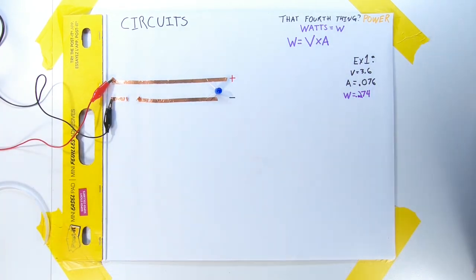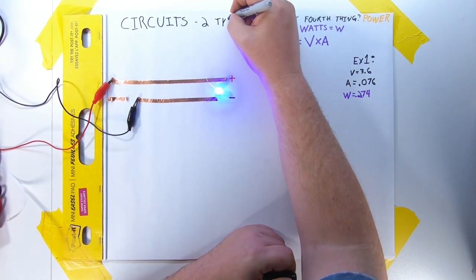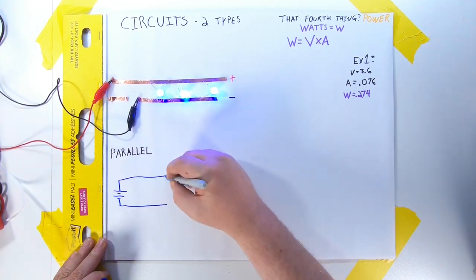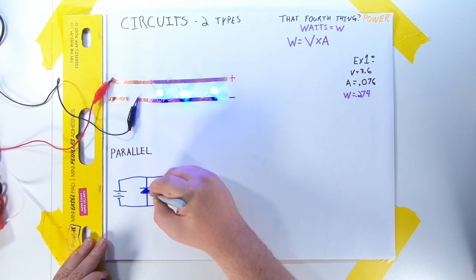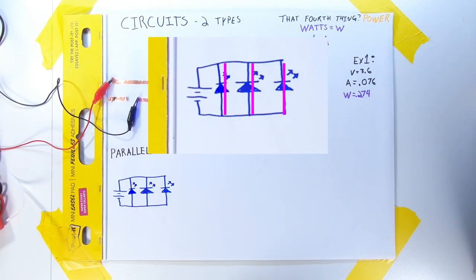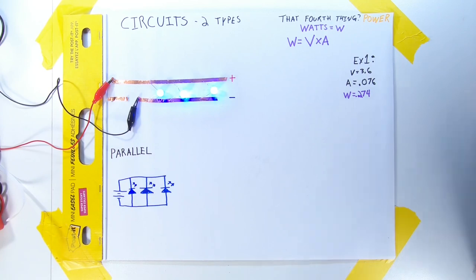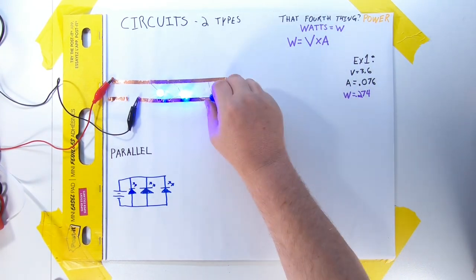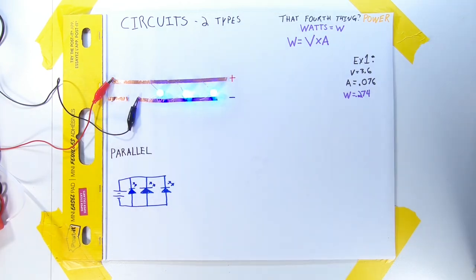Now we need to talk about two different ways to wire circuits together. I'll be demonstrating these circuits with three blue LEDs. First is the parallel circuit. In parallel circuits, each component has its own connection to the power supply. You can kind of see why we call them parallel in the schematic here, in that the LEDs are all parallel to each other. A notable thing about parallel circuits is that when the connection to one LED is disrupted, the other LEDs can continue to function.